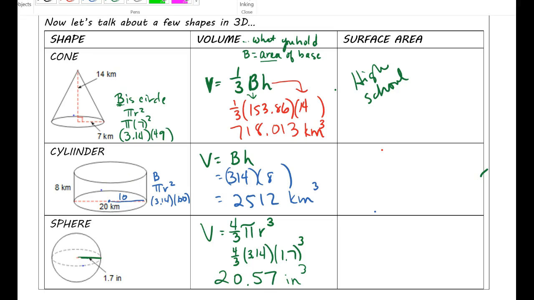Now, they have their own equations for surface area, right? Okay, so surface area of a cylinder is going to be, it looks really horrible, but we're going to talk about it. We're doing total surface area. So TSA is how I'm labeling it. That's probably how your teacher's going to label it, total surface area.